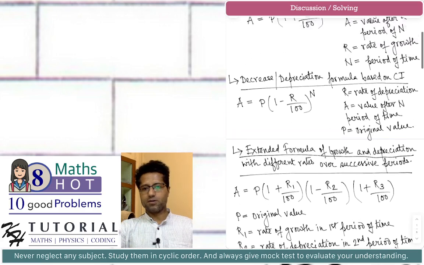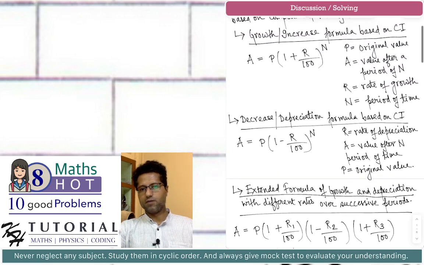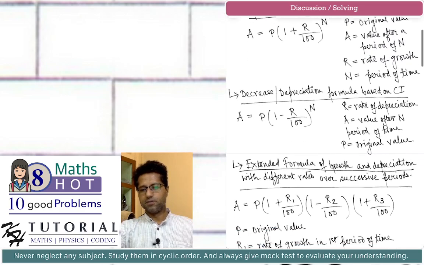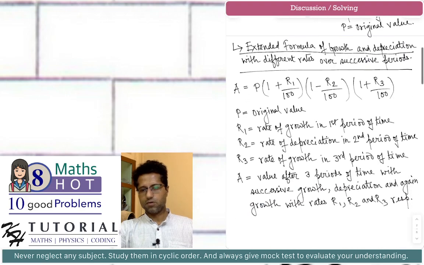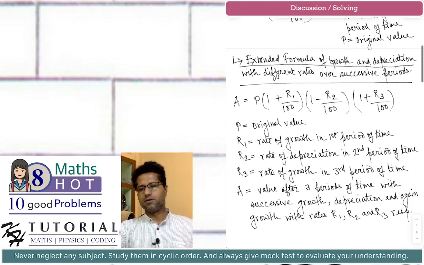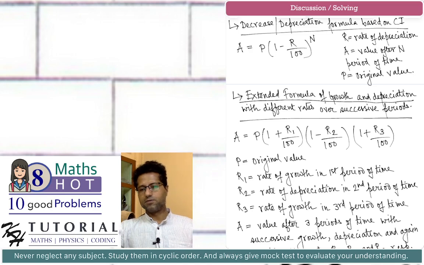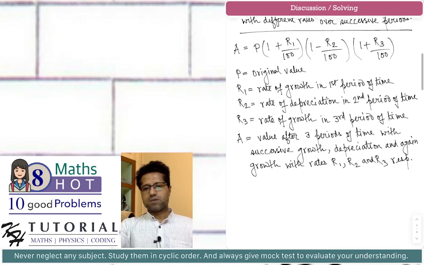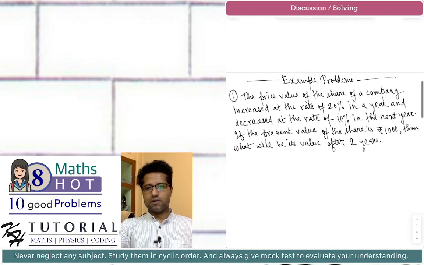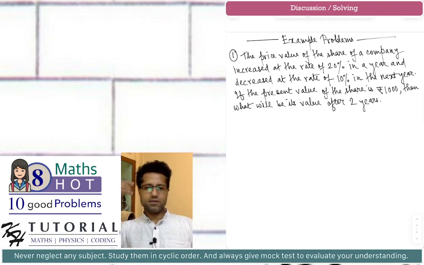So this is an extended formula based on the two fundamental formulas of growth or increase and decrease or depreciation. Okay, so these are the fundamental formulas that will be required to solve problems which are applications of compound interest. Okay, now let's try to solve some example problems. Let's try to solve three problems. So the first problem says, I will quickly check whether everything is visible or not.